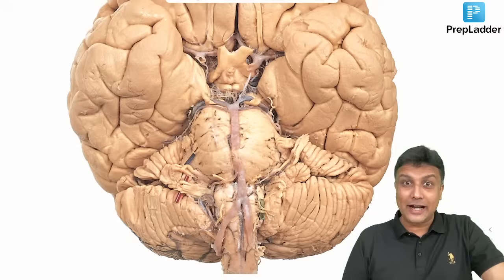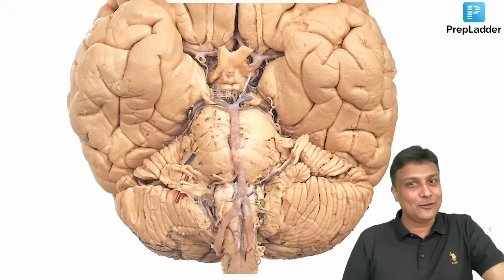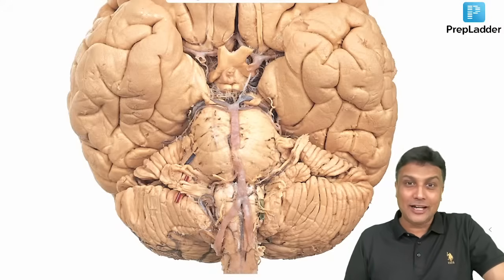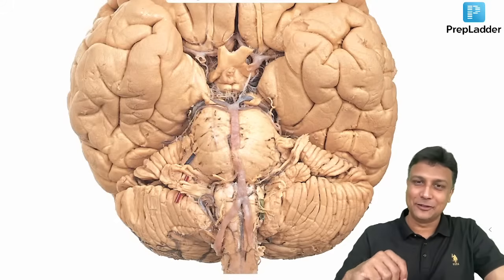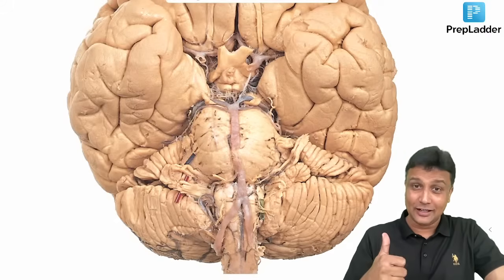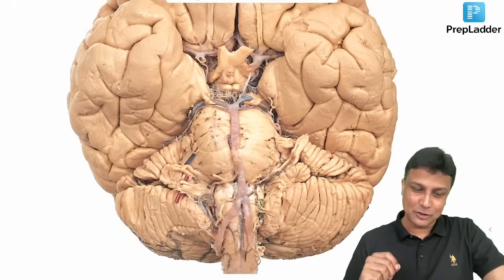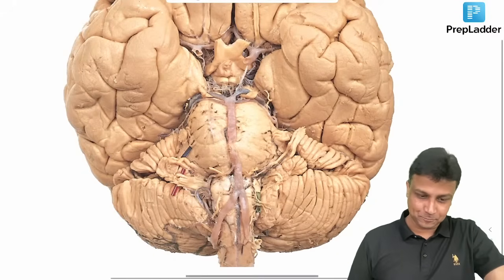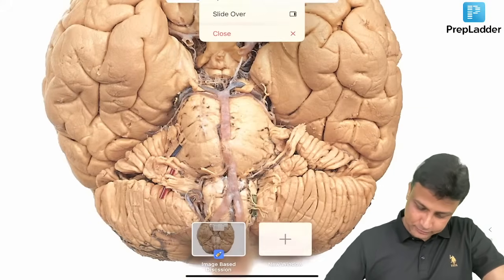Now, if this kind of cadaveric image is given to you, you should be able to identify all the blood vessels over here. Actually, this image of the circle of Willis looks very good in our textbooks. In the textbooks, we draw the diagram nicely with red color, blue color, and all those things. If a cadaveric image is given to you, you should be able to identify it.